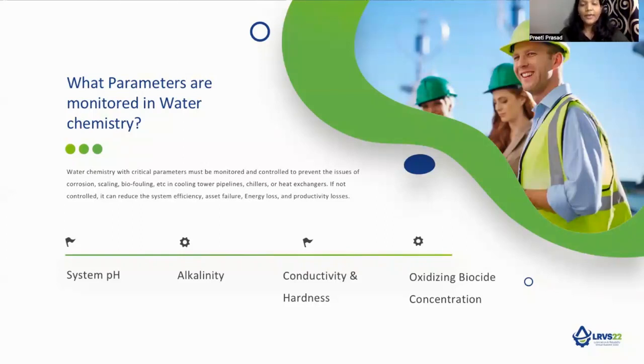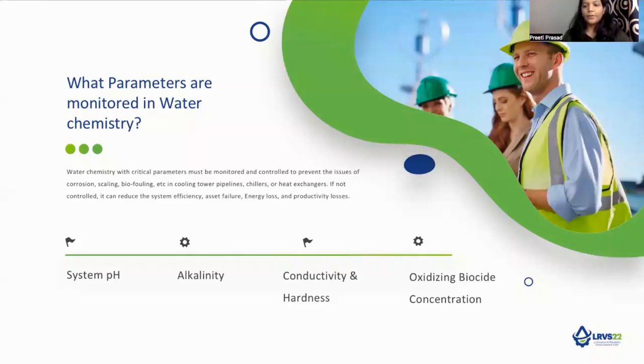Conductivity and hardness is the concentration of calcium and magnesium ions, and if conductivity is very high, that leads to precipitation and gives scaling to the system. So there is an index called the Langelier Saturation Index, LSI, which is the stability of water with respect to scale formation. If the LSI is positive, it can give you scaling. If it is negative, it can give corrosion. If it is 0 to 1, it is stable. So conductivity and hardness is a very important section in this.